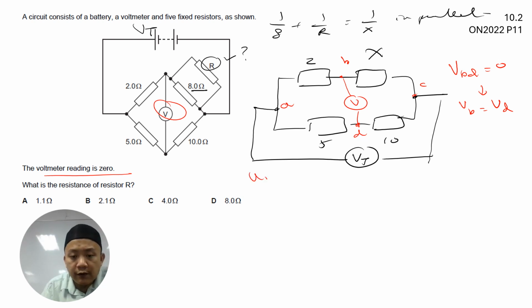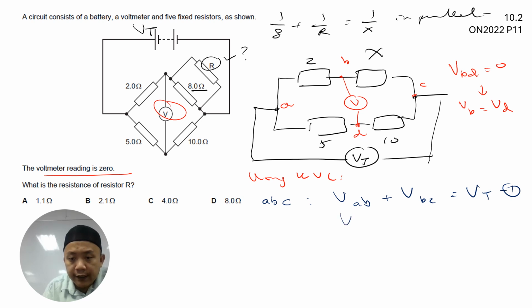So using KVL, we can derive different equations according to the different loops based on the circuit. The simplest one would be the loop from A, B, and C. You'll get VAB plus VBC is equivalent to the total voltage supplied by the EMF. This would be your first equation. Secondly, the second loop, VAD plus VDC, is equivalent to VT as well.